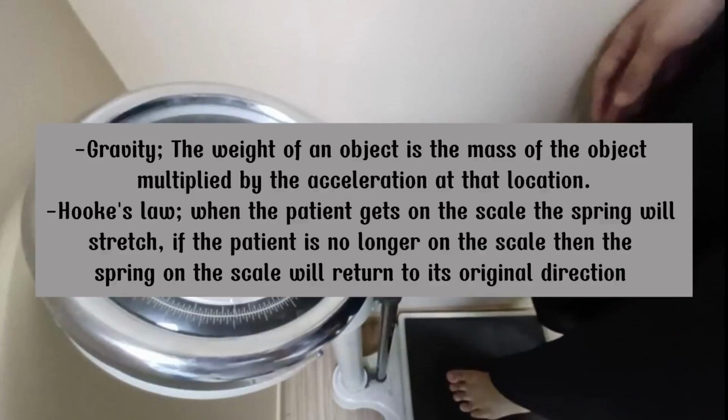Gravity, the weight of an object, is the mass of the object multiplied by the acceleration at that location. Hooke's law. When the patient gets on the scale, the spring will stretch. If the patient is no longer on the scale, then the spring on the scale will return to its original direction.